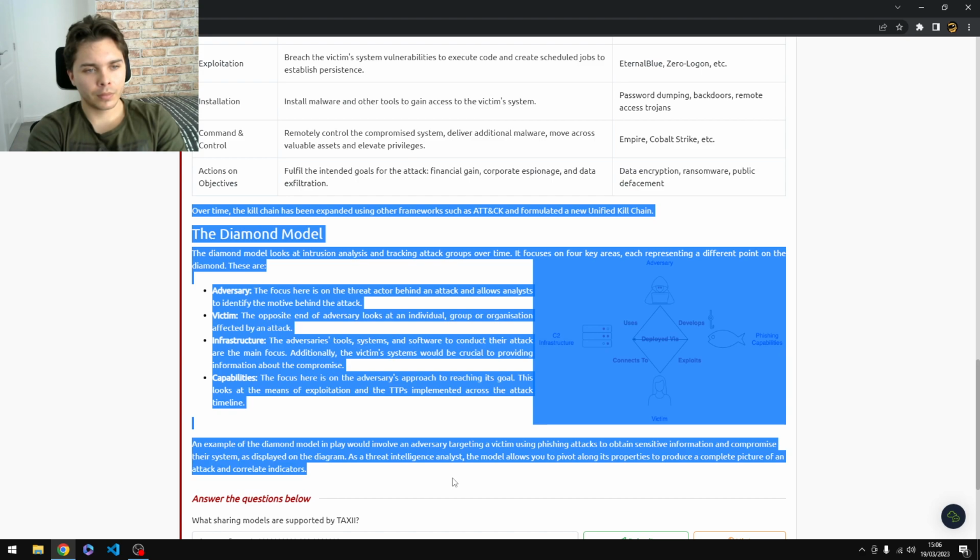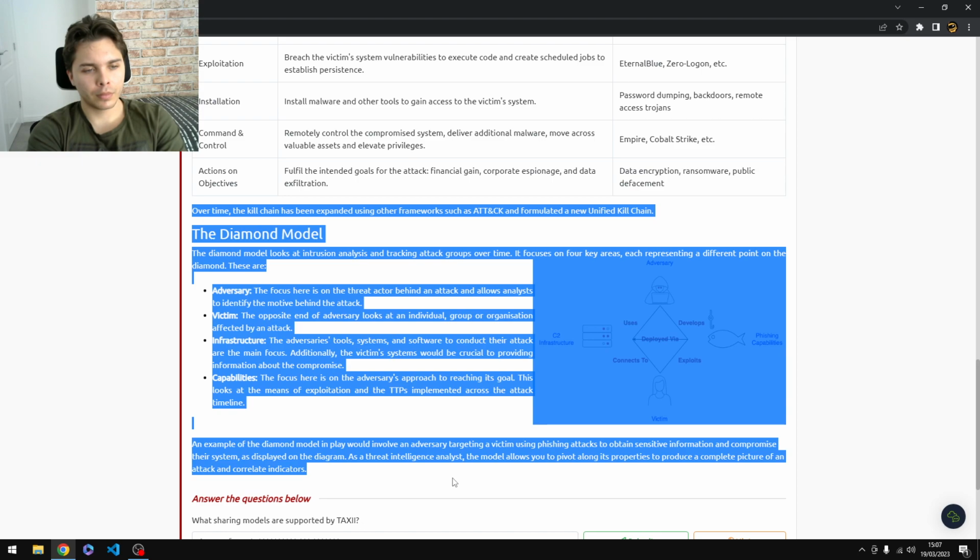Infrastructure. The adversary's tools, systems, and software to conduct their attack are the main focus. Additionally, the victim's systems would be crucial to providing information about the compromise. Capabilities. The focus here is on the adversary's approach to reaching its goal. This looks at the means of exploitation and the TTPs implemented across the attack timeline.